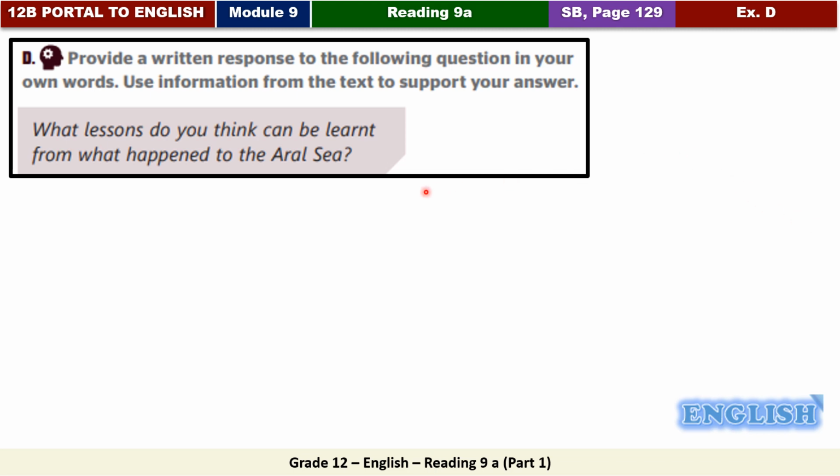Now, moving to question D. Provide a written response to the following question in your own words. Use information from the text to support your answer. What lessons do you think can be learned from what happened to the Aral Sea? Okay, think for some time, and then we see some answers together. Okay, ready? Very good.